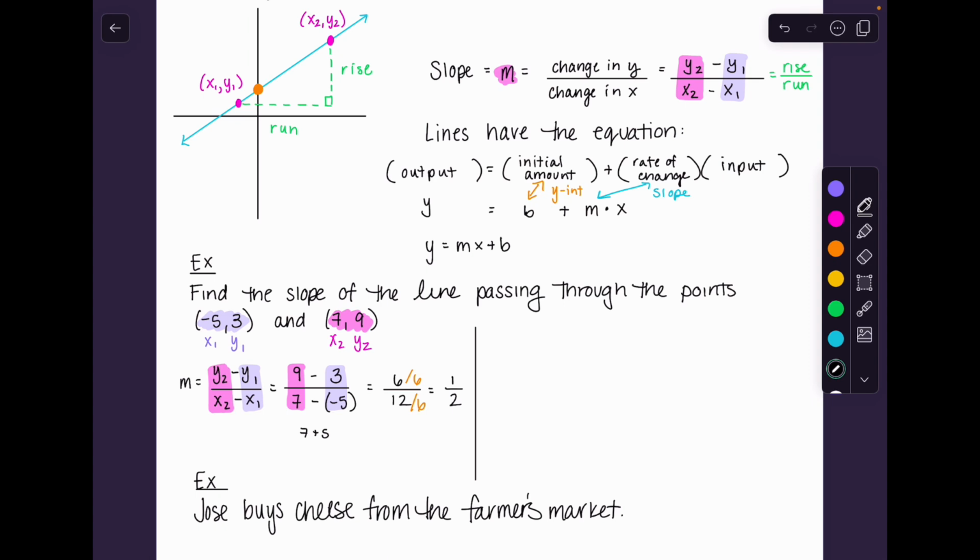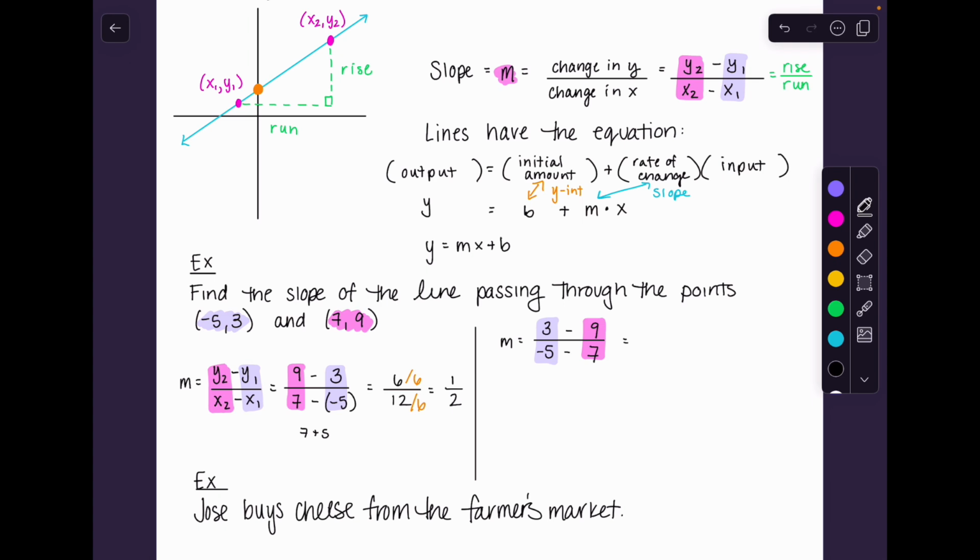Okay. If you wanted to do it the other way, you absolutely can. It does not matter which point you pick to be in the first spot. So I'm going to show you just by switching this around. Maybe my first point I'm going to put in the first spot because that just made the most sense to me. The y value is 3. The x value is negative 5. Then we put the other point in the other position. So the y value for that second point is 9. The x value is 7.